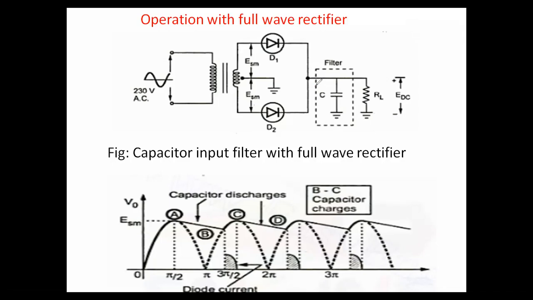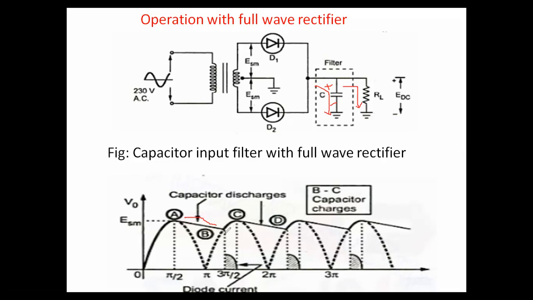So the capacitor will be charged in this direction, so it gets plus and minus. When the input voltage is decreasing, this diode will be reverse biased. At that moment the capacitor discharges and the current flows in this way, so the current flows through the load and we get the output voltage EDC. This is the discharging of the capacitor. It discharges very slowly and charges very fast.